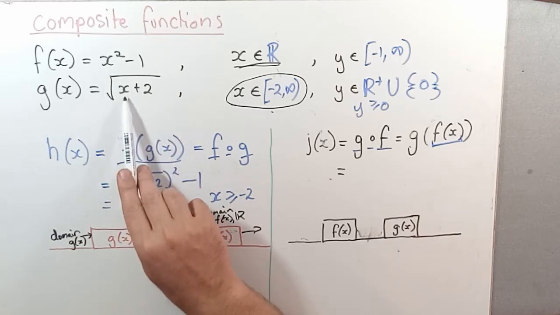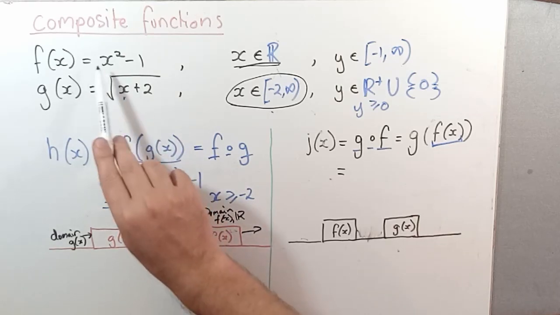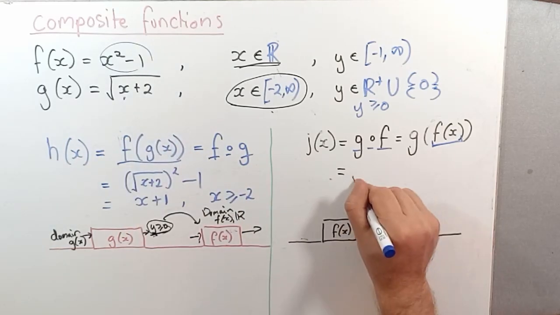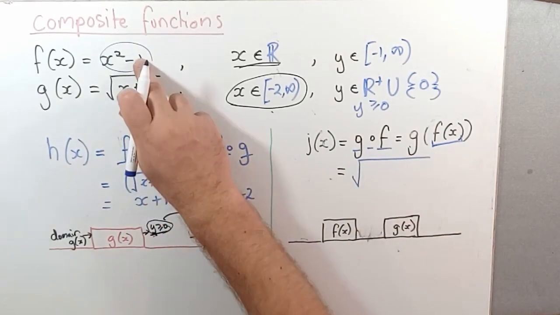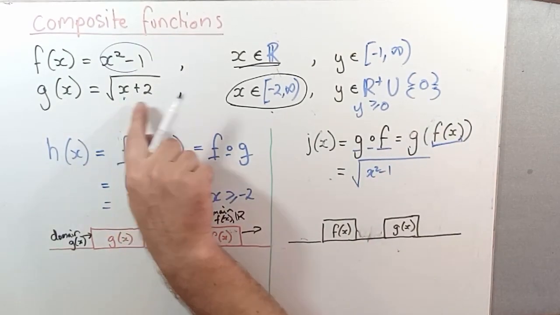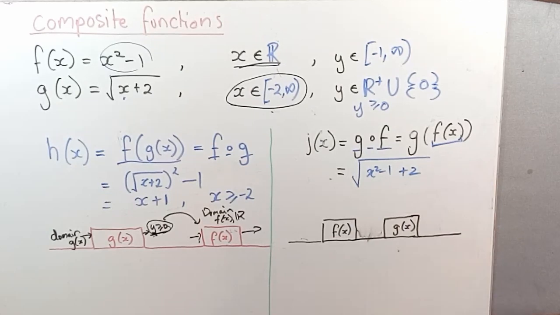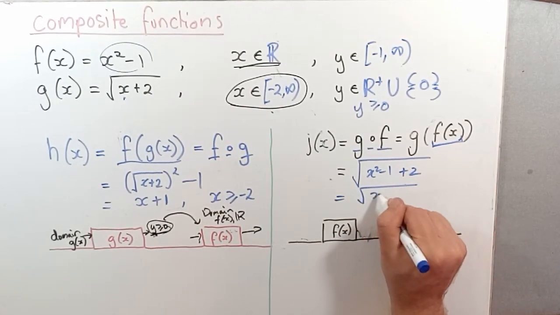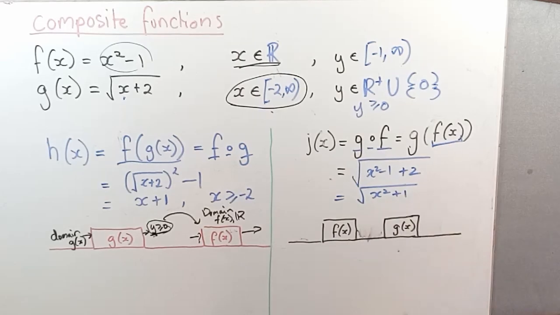So for every x in our outside function, I'm going to put in our inside function. So I'm going to have the square root of x squared minus 1. That's my x, and then I've got plus 2 after that. So this is the square root of x squared plus 1. Let's look at if it's defined or not.